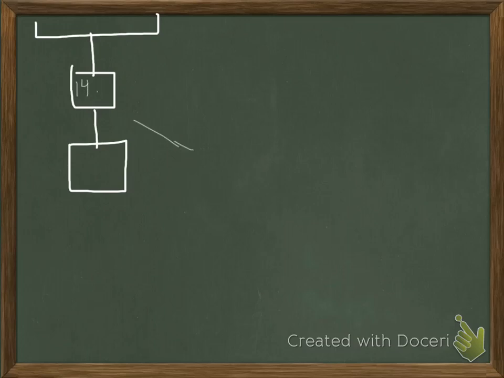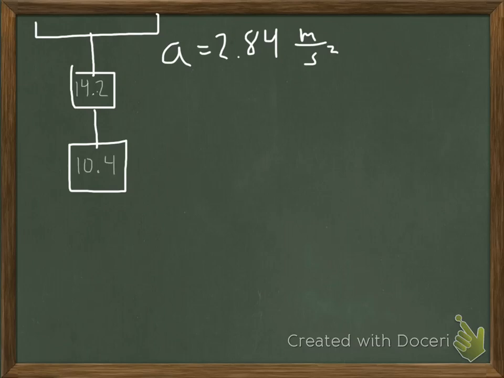We have two hanging masses in an elevator. The mass of the top block is 14.2 kilograms. The mass of the bottom block is 10.4 kilograms, and we are accelerating upwards. So again, we're in an elevator. We have hanging masses. We are accelerating upwards. The acceleration is given. We're also given the mass of the blocks.